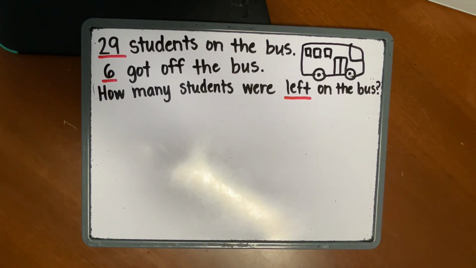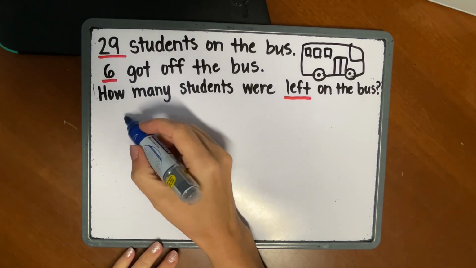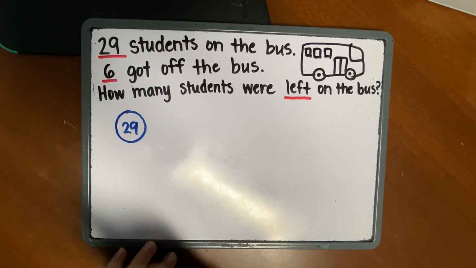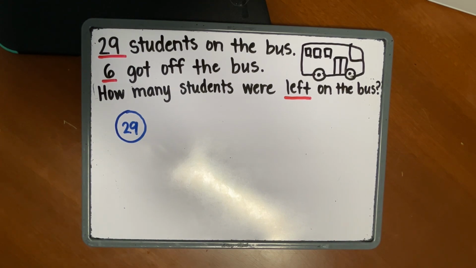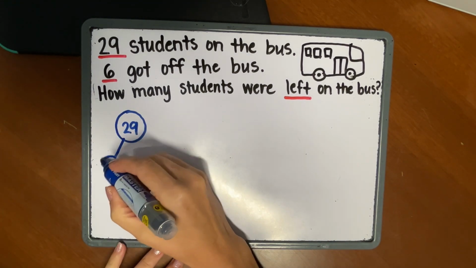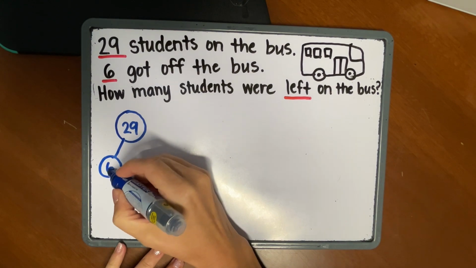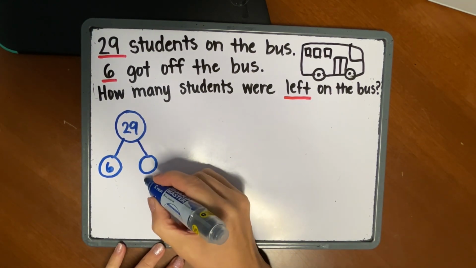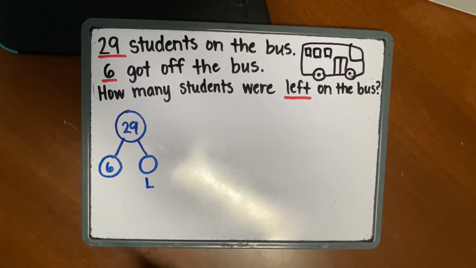Let's look at the word left. That means how many were still on the bus or left over on the bus. We might think of it as there were 29 students on that bus. And then 6 got off the bus. They got off and then some were left. How can we figure out how many were left?